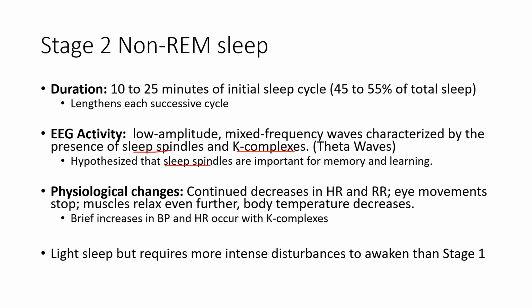With the K complexes, we actually see brief increases in blood pressure, arousal, and very large body movements. Like we mentioned, in these lighter NREM stages you might see tossing and turning, and that's where that comes from. The physiological changes continue from stage 1: heart rate and respiratory rate continue to decrease, and eye movements stop during this stage, so no more eye movements. Your muscles relax even further, and your body temperature begins to decrease. We'll go over why that's important later on.